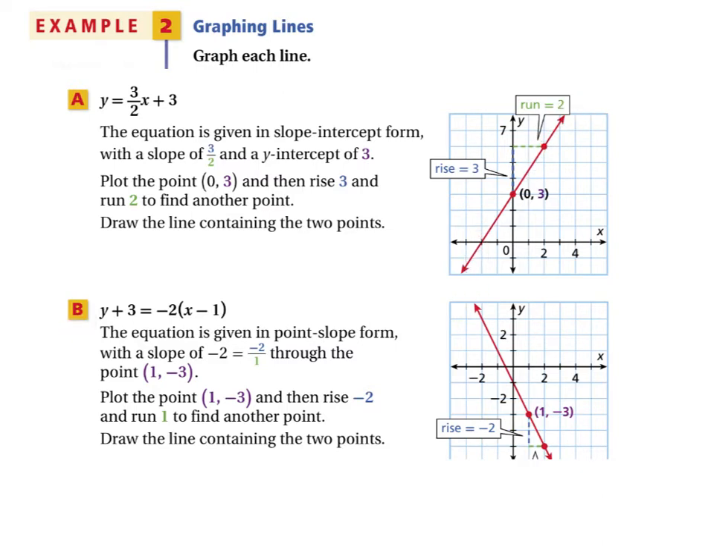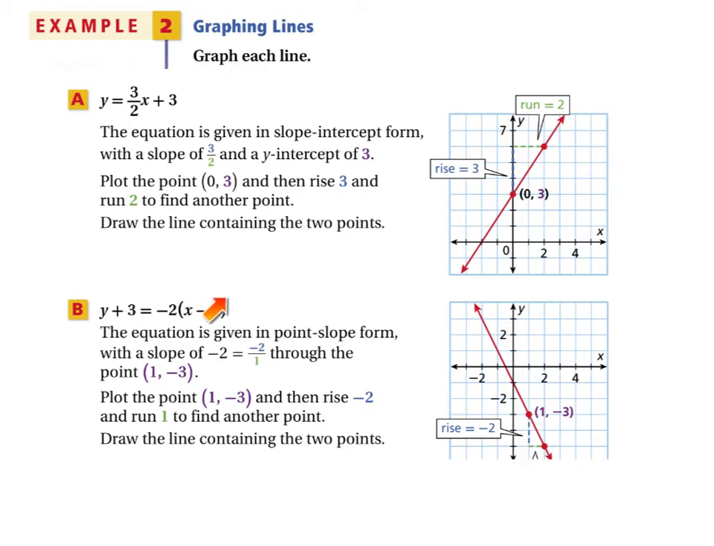The next one, B, y plus 3 equals negative 2 times x minus 1. We know that it would go through the point 1, negative 3. We know my slope is negative 2, so I go down 2 over 1. I'm going to actually spend a few more seconds going over this one at the bottom.